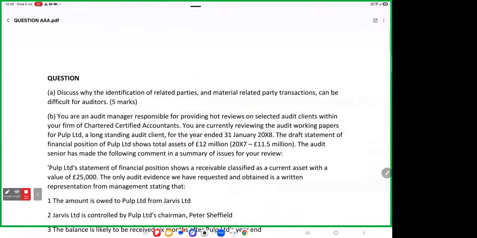Is there somebody here who can give me examples of related parties? I know you know from IAS 24. Related parties, please give me examples of these related parties or what we call relatives. Please go ahead and give me those relatives. I'll be very happy because you know them. I know you know them.